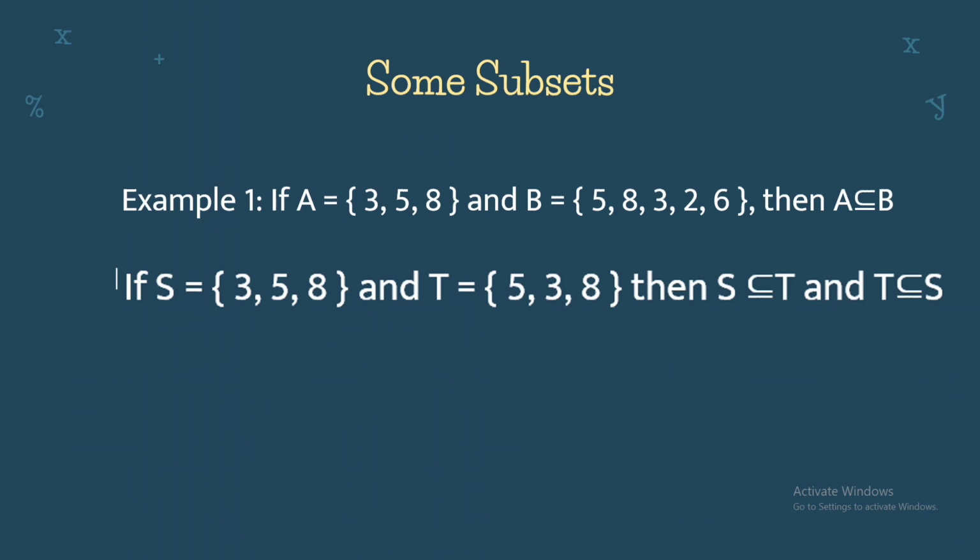So, we have another example here. So, if set A contains elements 3, 5, 8 and B which contains 5, 8, 3, 2, 6, then A is a subset of B since elements of A can also be found in elements of B. Then another, we have set S which contains 3, 5, 8 and T which contains 5, 3, 8. So, kung mapapansin natin, they have same elements and same numbers talaga. Although, hindi lang sila parehas ng order or arrangement. But then, they are also a subset. S is a subset of T, or pwedeng baliktarin, T is a subset of S.